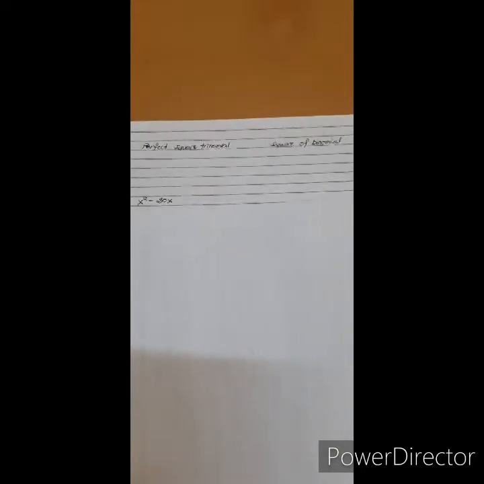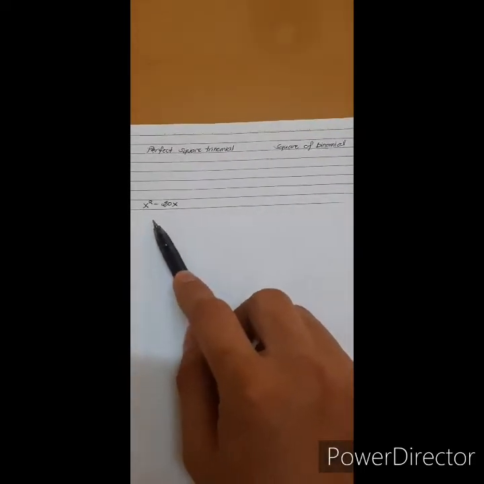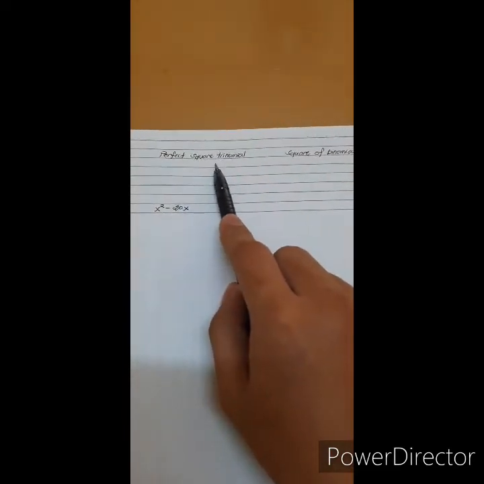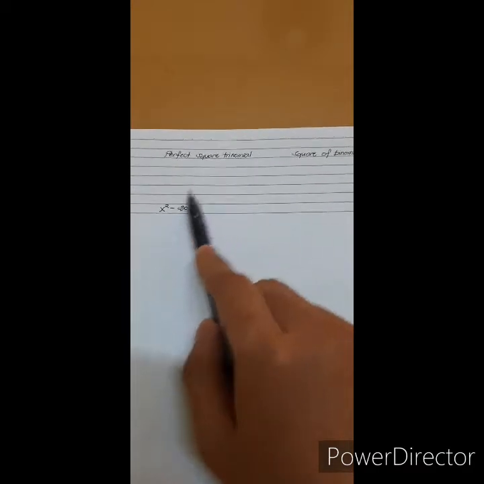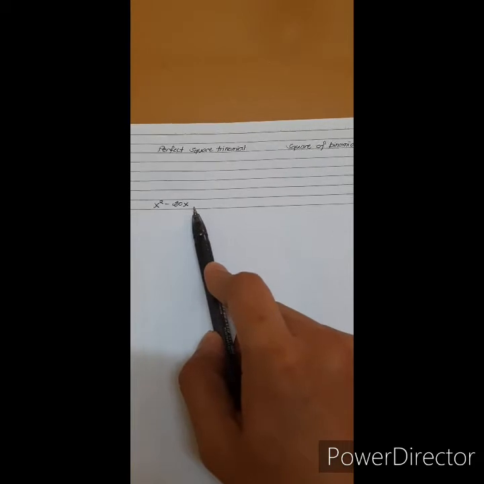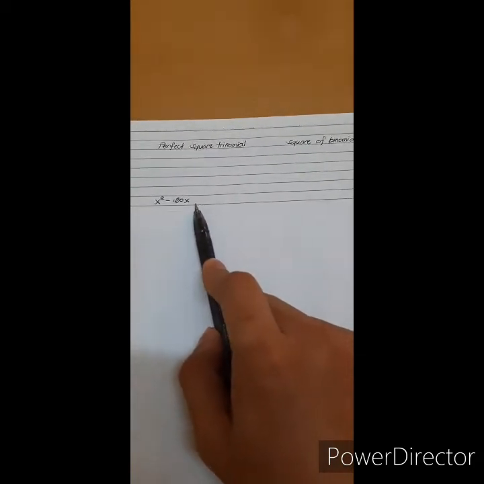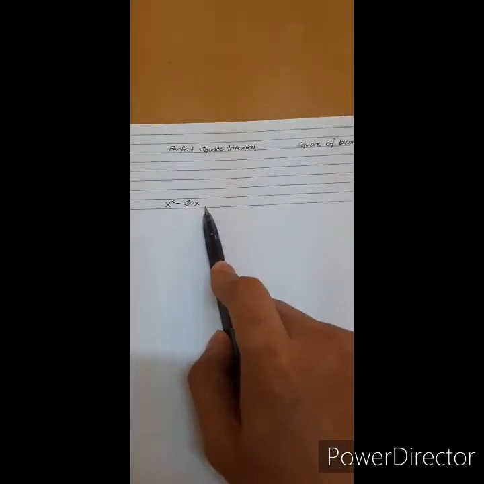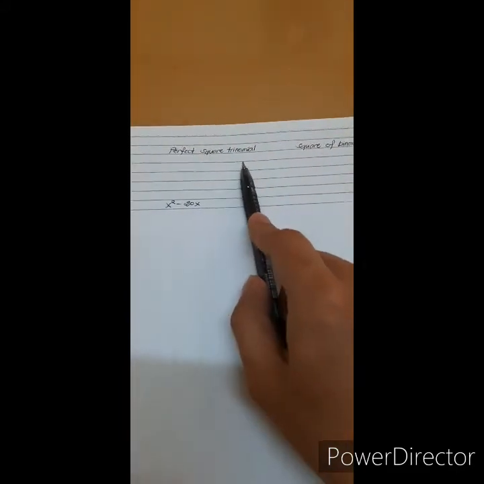Good morning, everyone. In this video, we will talk about how to find the perfect square trinomial and the square of a binomial of a given polynomial expression. Here we have x squared minus 20x, and we will first find its perfect square trinomial form. We have only a binomial here, and we will find the third term. But we have to make sure that in finding its third term, it will form a perfect square trinomial.